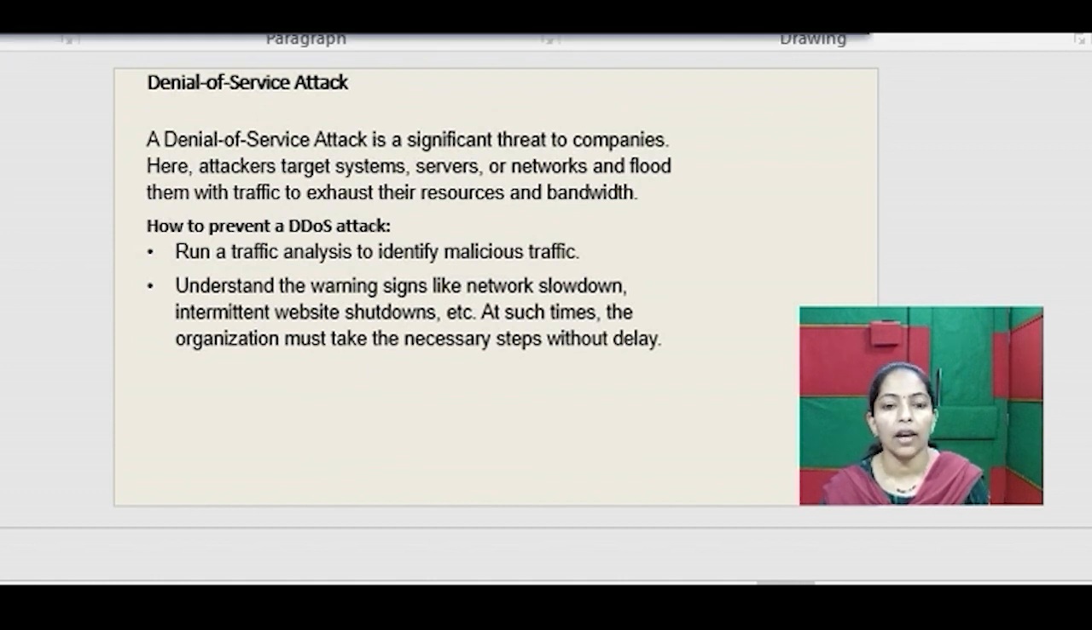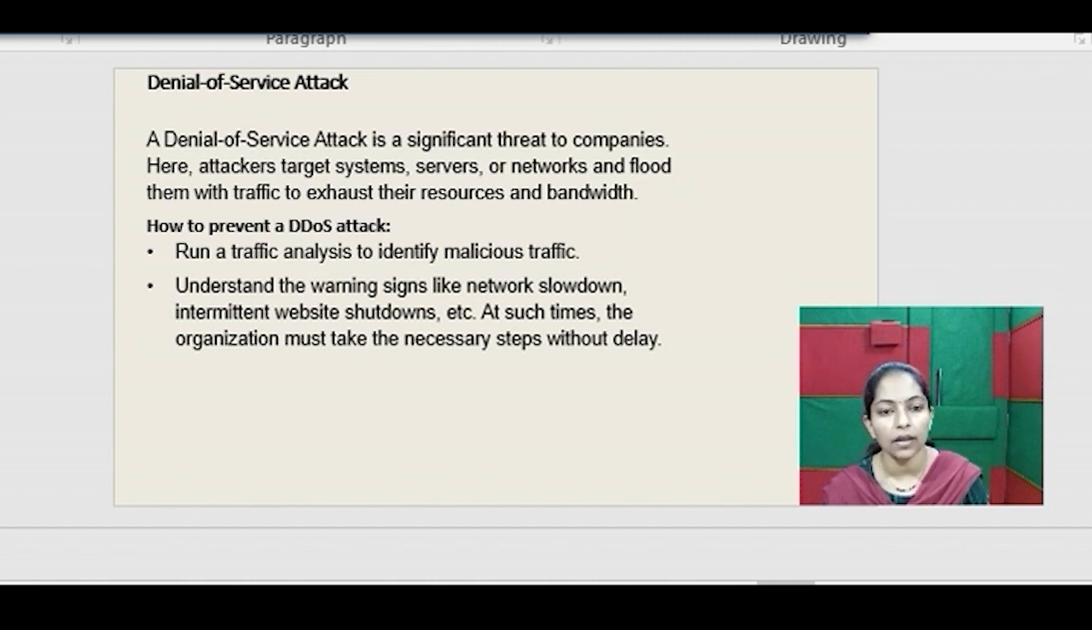Next is the denial of service attack. A denial of service attack is a significant threat to companies. Here, attackers target the systems, servers, or networks and flood them with traffic to exhaust their resources and bandwidth. It is also known as a distributed denial of service attack when attackers use multiple compromised systems to launch these attacks.